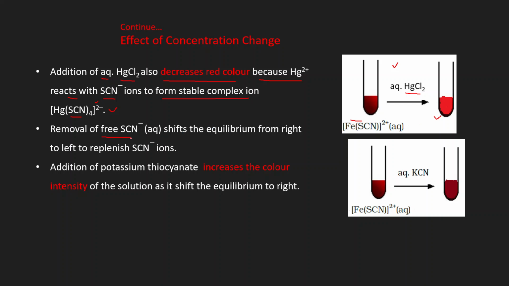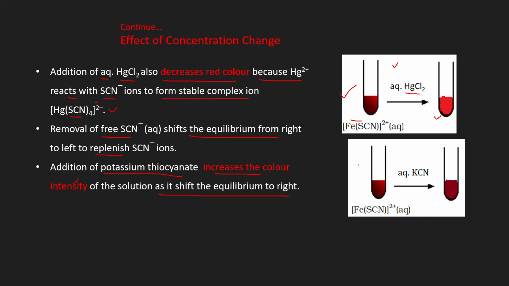Removal of free SCN- ion shifts the equilibrium from right to left, to replenish SCN- ions. Like this. Addition of potassium thiocyanate: now we are adding one of the reactants. So in which direction will the reaction go? When we add the reactant, according to Le Chatelier's principle, the reaction will go in the direction that will decrease the concentration of thiocyanate ion. So the reaction will go in the forward direction. So there is an increase in the intensity of red color, because the solution shifts equilibrium to the right side.